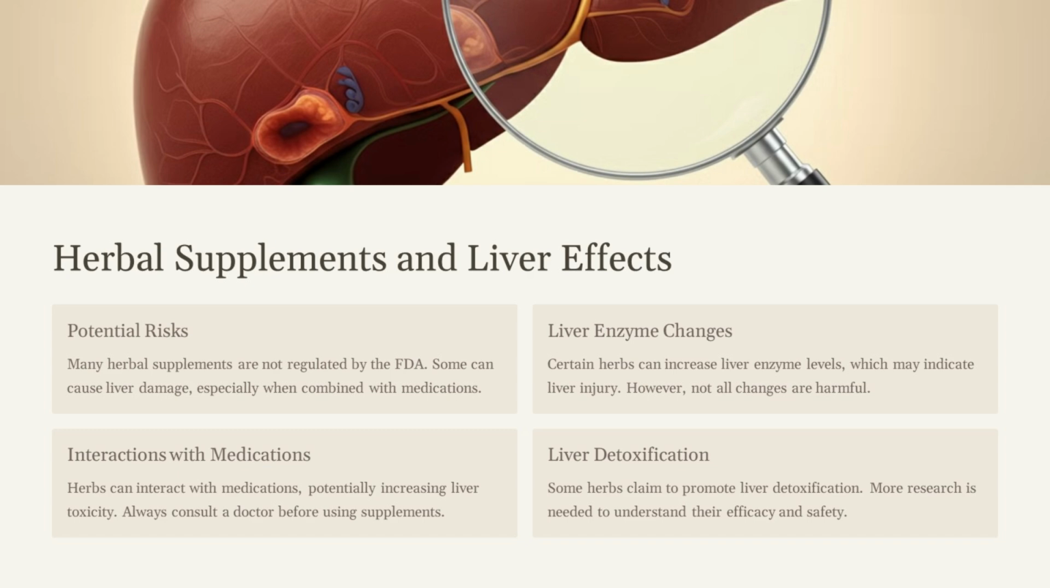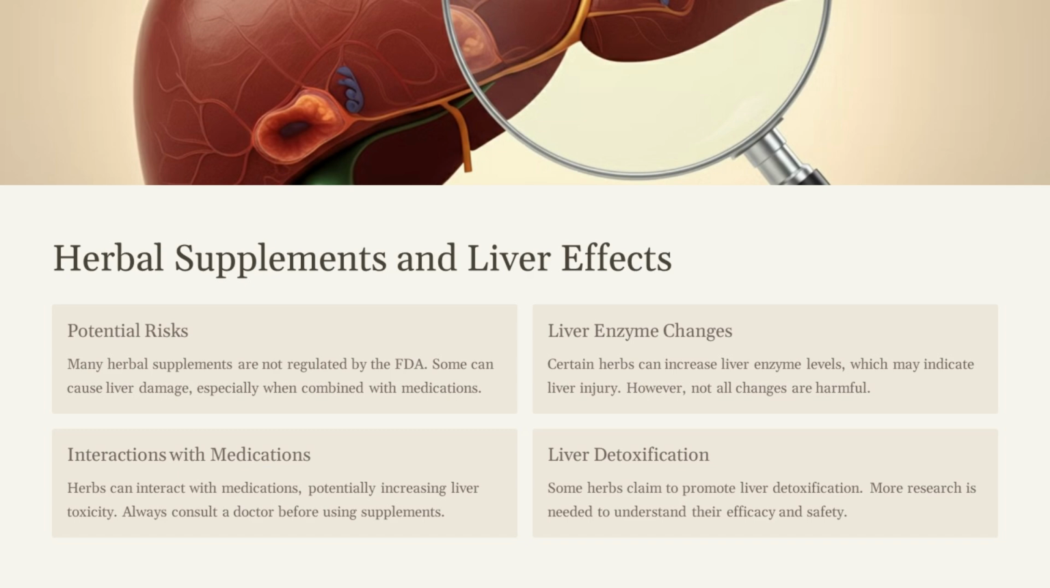The liver is a vital organ that can be impacted by herbal supplements, both positively and negatively. Many herbal supplements are not regulated by the FDA, so their safety and effects are not well understood. Some can potentially cause liver damage, especially when combined with medications. Certain herbs can increase liver enzyme levels, which may indicate liver injury. However, not all changes in liver enzymes are necessarily harmful.